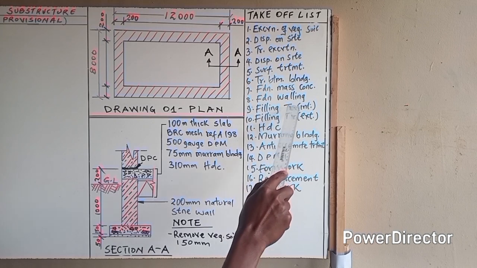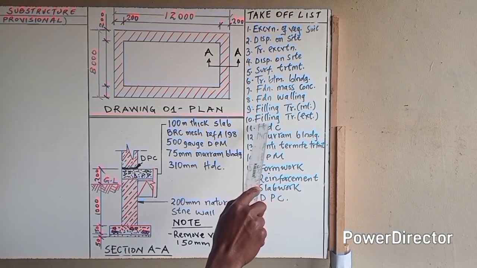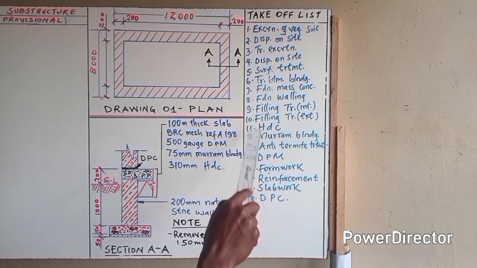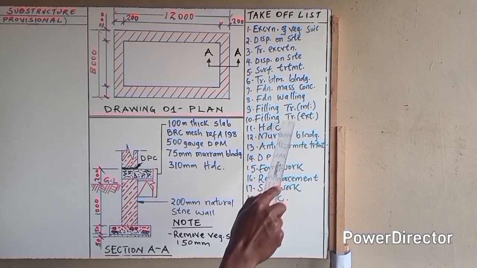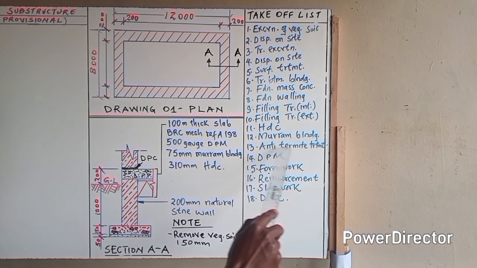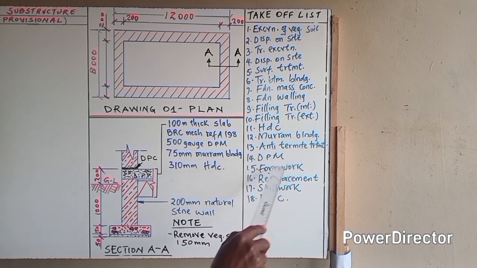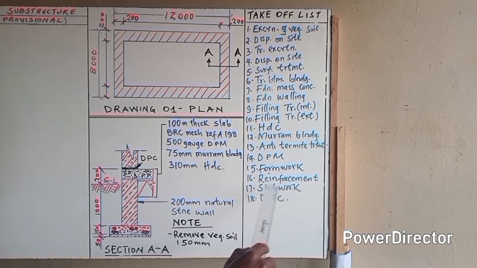Number nine is filling to trenches, now internal before you do the hardcore. Number 10 is filling to trenches, now external for your safety. Number 11 is the hardcore. Number 12 is the mud blinding over the hardcore. Number 13 is anti-termite treatment. Number 14 is DPM. Number 15 is the formwork to the edges. Then number 16 is reinforcement. Then slab work. Then finally the DPC.